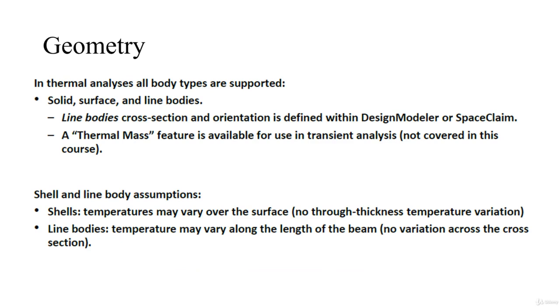Then coming to the geometry, you can use solid as well as surfaces as well as line bodies. That means you can use 1D bodies, 2D bodies as well as 3D bodies for performing thermal analysis. Then coming to shells or 2D bodies, the temperature may vary over the surface only. If the temperature is varying throughout the thickness of the shell, it cannot be modeled as a 2D problem. Likewise, if we take the line bodies, if the temperature is going to vary along the length, it is okay. But if it is varying along the thickness, no, we cannot take this assumption as a line body and we need to perform that simulation in 3D only.